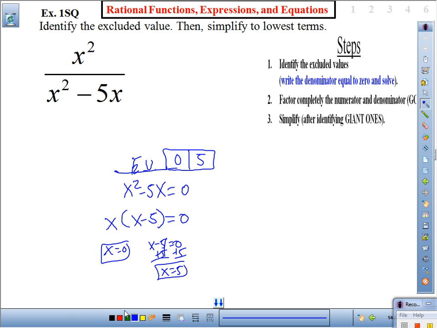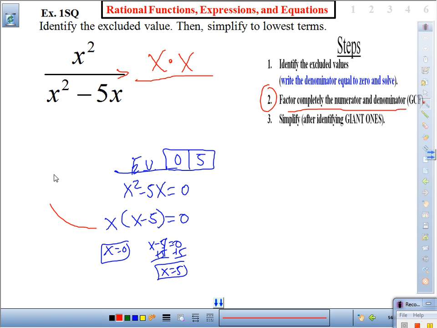Let's simplify. I'm going to go to step 2. What does it say? Step 2 says factor the numerator and denominator completely. All right. Look at the numerator. How can we rewrite this? x times x. That is correct. And how can we factor this one? Didn't we factor it already? Yeah, it's over here. So we just write what? x times the quantity x minus 5.